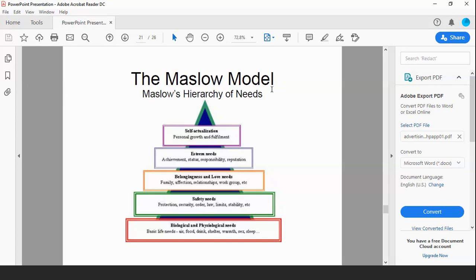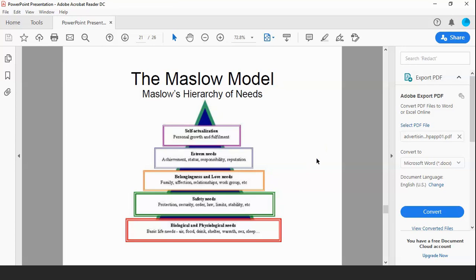Should we talk about the biological and physical needs only? Should we talk about the safety needs? Should we talk about esteem needs? Should we talk about belongingness or self-actualization? We don't usually talk about self-actualization, but we do talk about the rest of the four, usually.